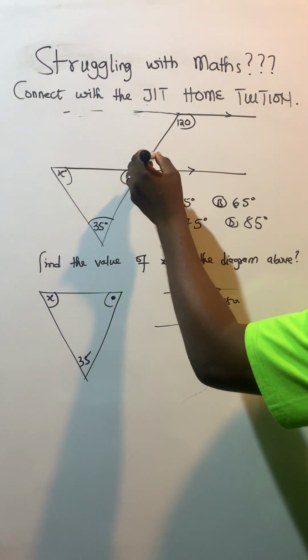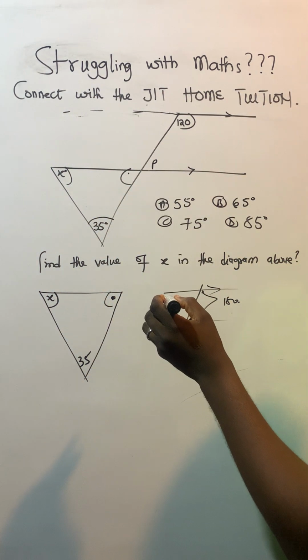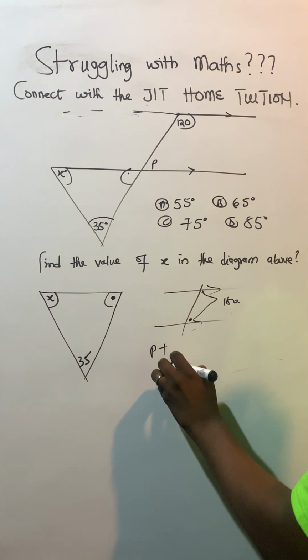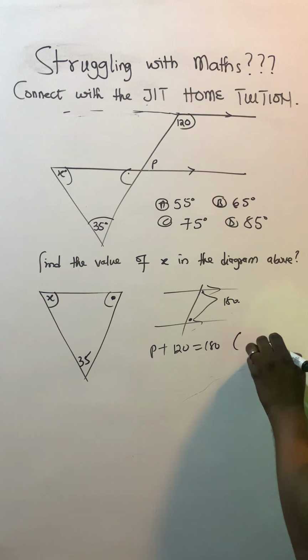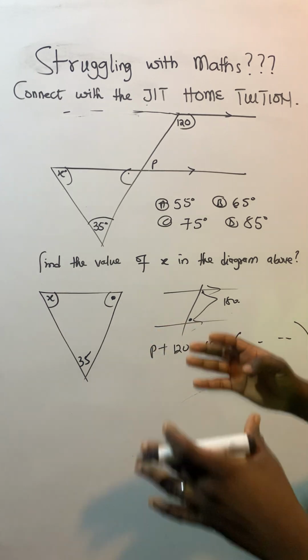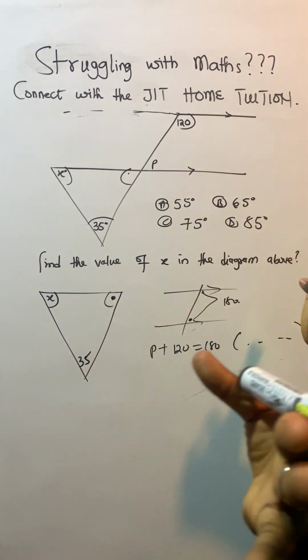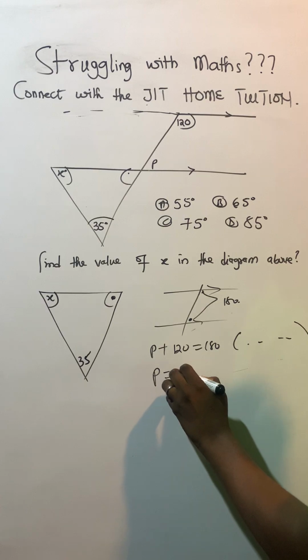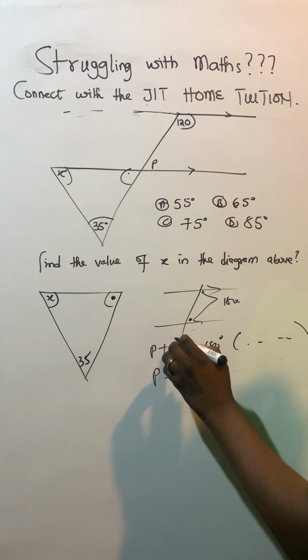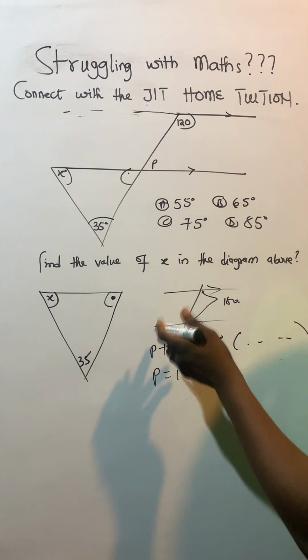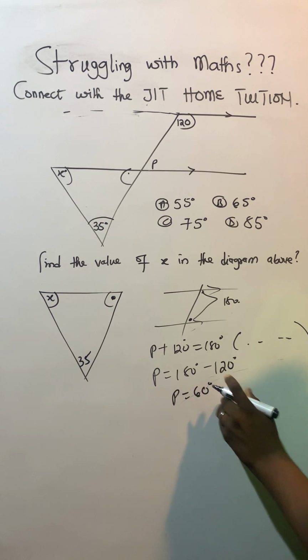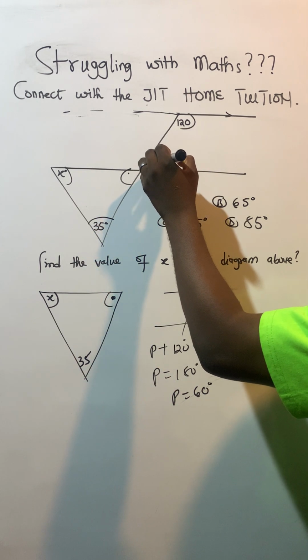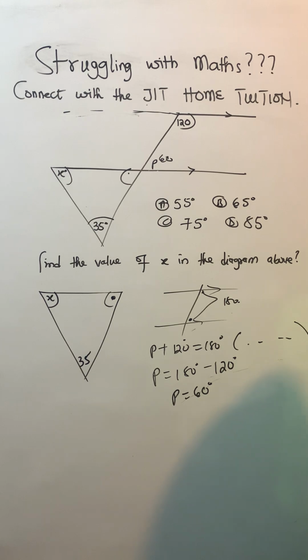Meaning that here we can represent this by, let's say, P. So P plus 120 equals 180. And what is your reason? The sum of co-interior angles equals 180. So P will now be equal to 180 degrees, don't forget the degrees, minus 120. P will now be equal to what? 60 degrees. So the 60 will now be brought to this side.